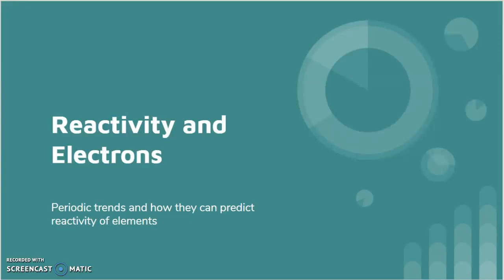This week we're going to be learning about reactivity of elements on the periodic table and how the electrons in the outermost energy level, or their valence electrons, will determine that reactivity.